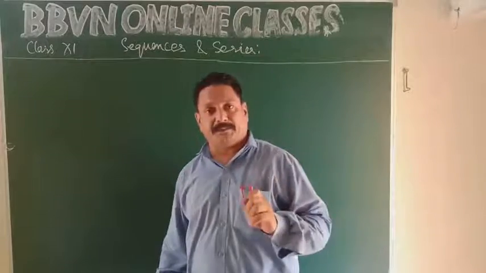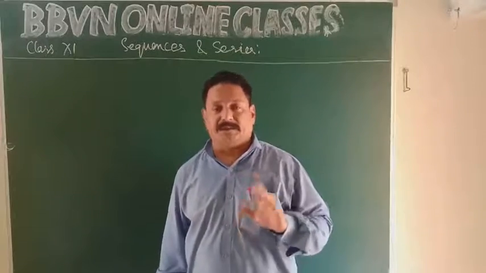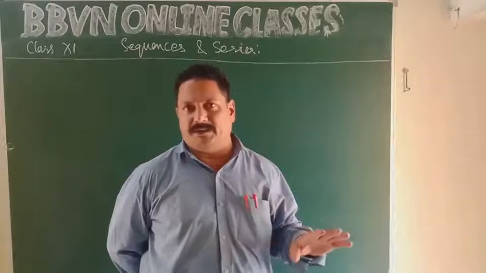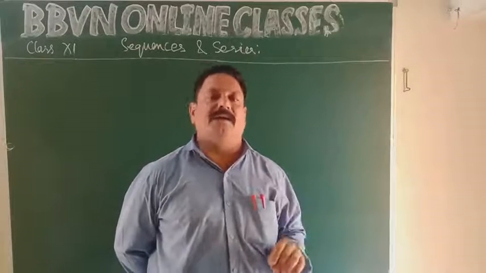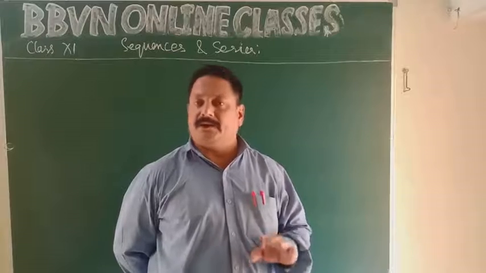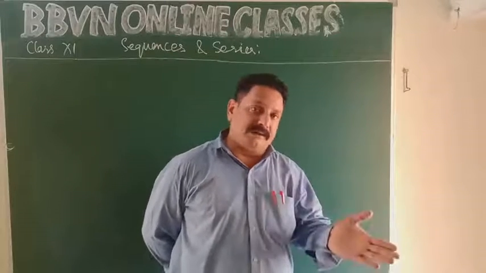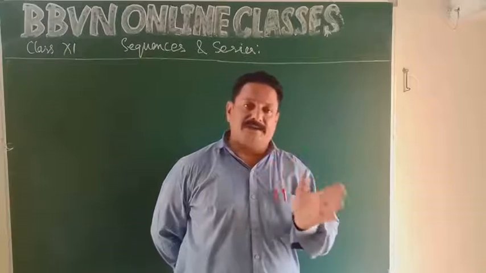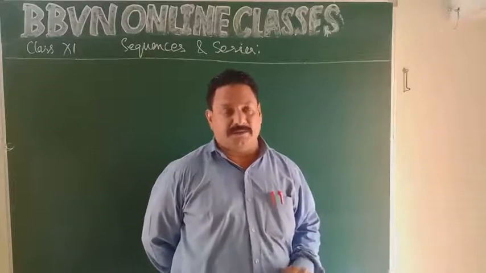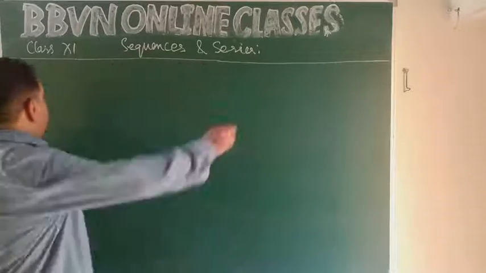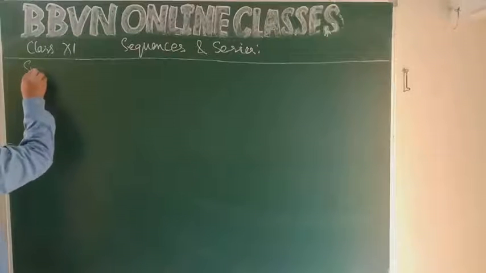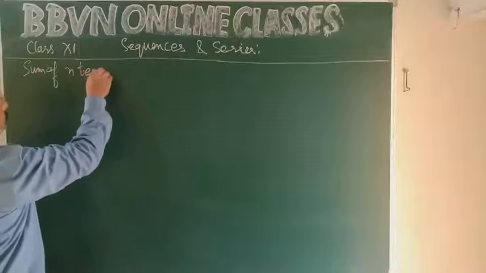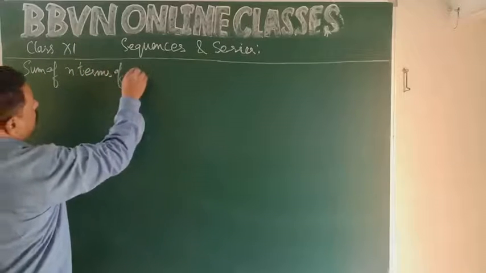So we were in the chapter Sequence and Series, chapter number 9. We have discussed AP, GP, the general term of an AP and of a GP. We have discussed what is arithmetic mean, what is geometric mean, and how to find the relationship between arithmetic mean and geometric mean. Today we'll discuss the sum of n terms of a GP.